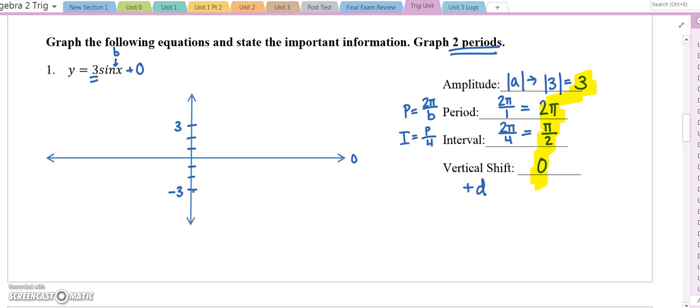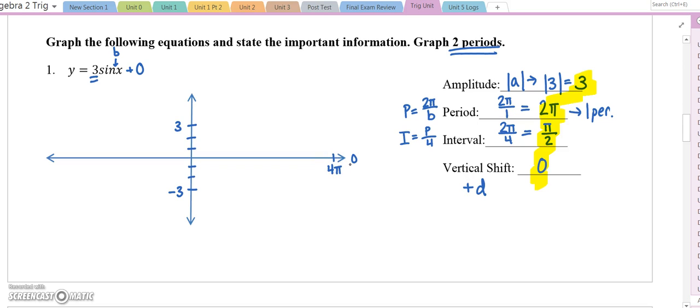Now's the slightly harder part, and this is where we actually start the graphing part. That's where we have to use our period and our interval. Now we're going to graph 2 periods. So if 1 period is 2 pi, what's 2 periods? I hope you said 4 pi. So that means 4 pi is where we're going to end.